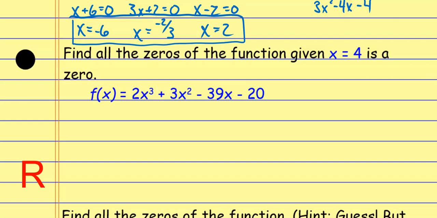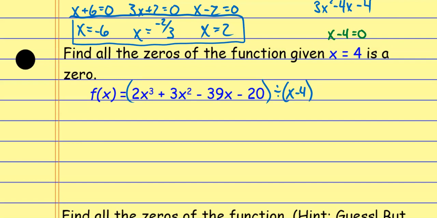So again, if x equals 4 is a solution, then x minus 4 must be one of the factors. See that x equals 4, think about where that would have come from. x minus 4 equals 0 gives us x equals 4. So essentially, once again, I'm going to divide this guy by x minus 4. And I can use synthetic division to do that.